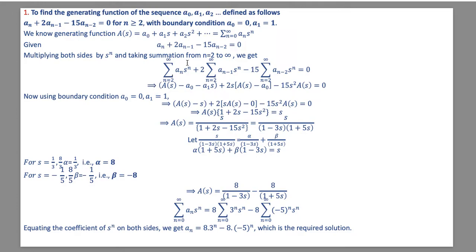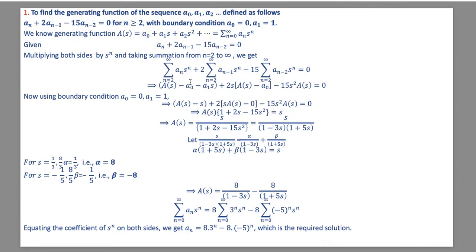So here in place of this series n equal to 2 a n sn, we have As minus a naught minus a1s. In place of n equal to 2 to infinity a n minus 1 sn, we have As minus a naught, and in place of a n minus 2 sn, we have s square As. Here it is multiplied by s. Now the boundary conditions are a naught equal to 0 and a1 equal to 1.